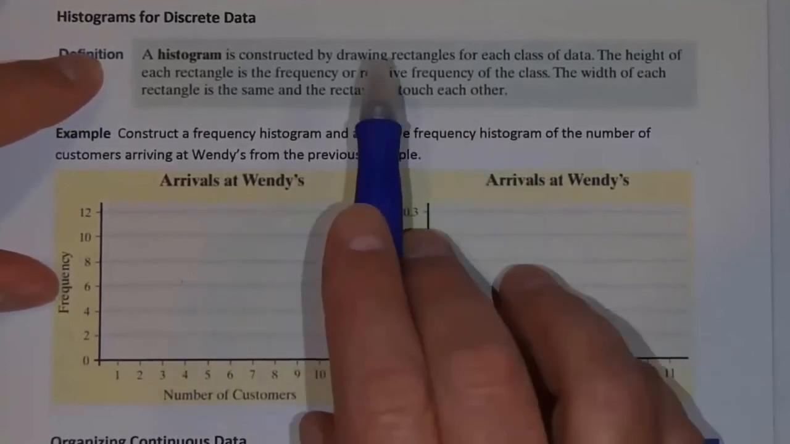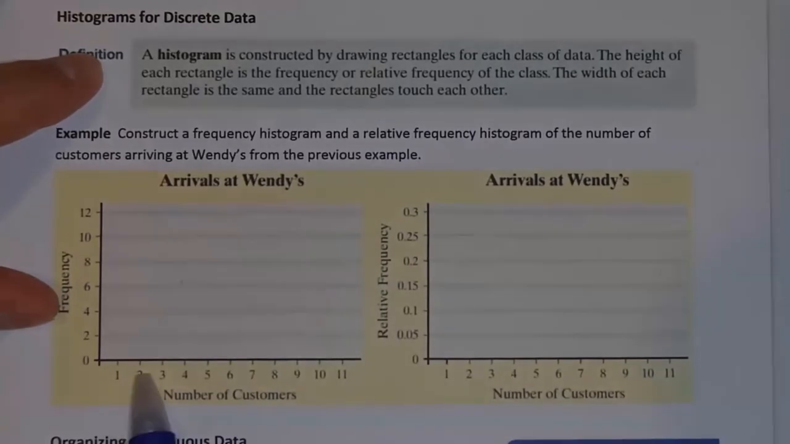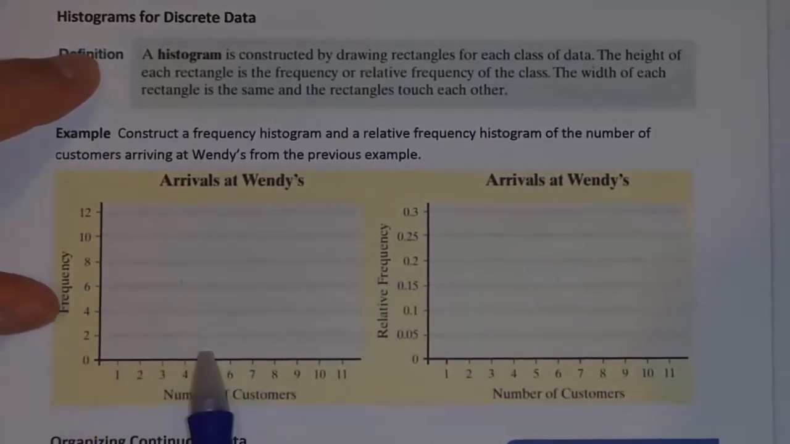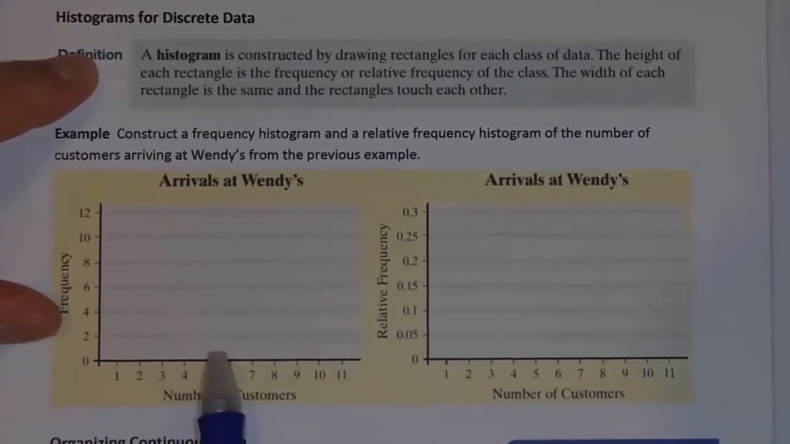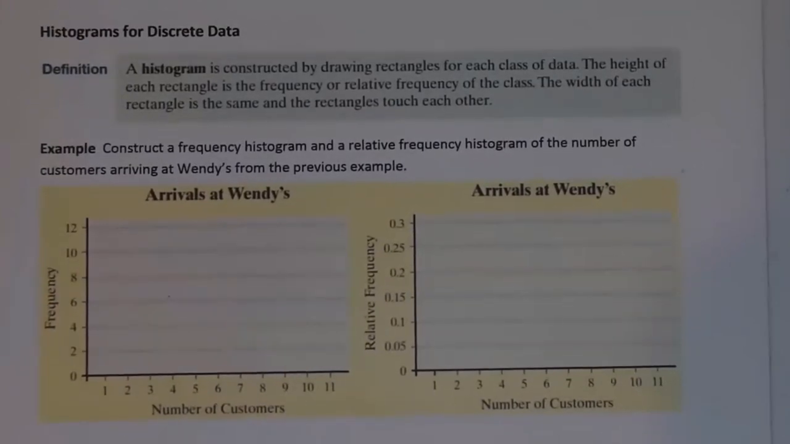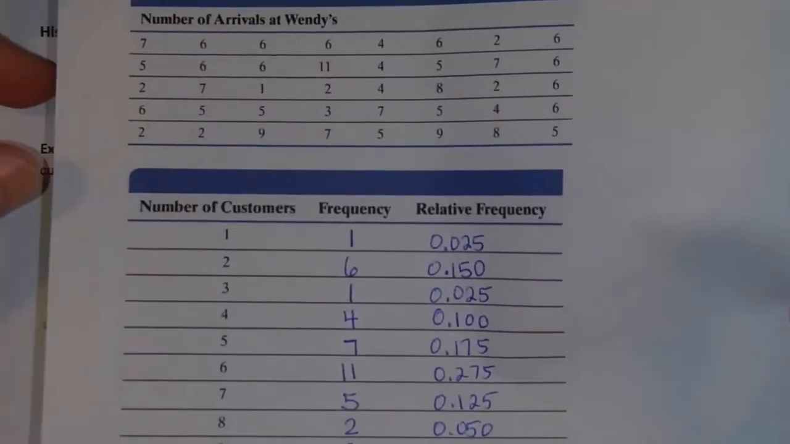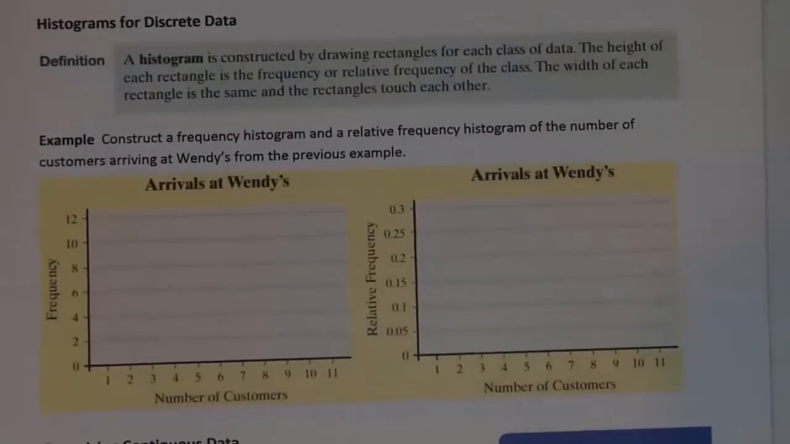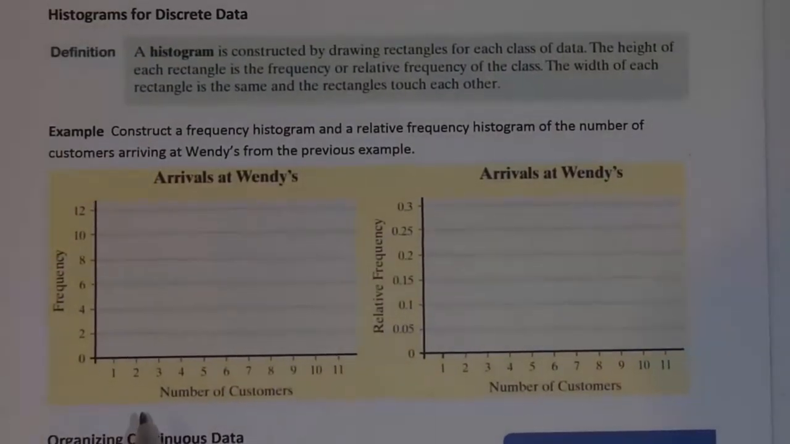So I'm going to use this definition and construct a frequency histogram for the Wendy's data. Here's how I would do it. For 1 customer, that occurred 1 time. If I pull back in my data, that occurred 1 time, so my frequency was 1. So I'm going to create a bar that has a height of 1.